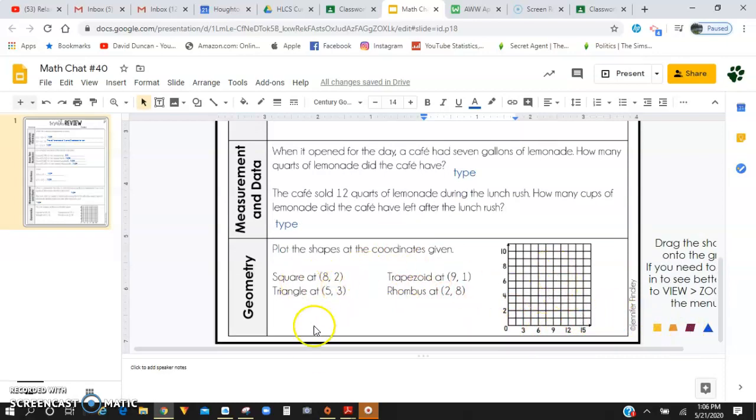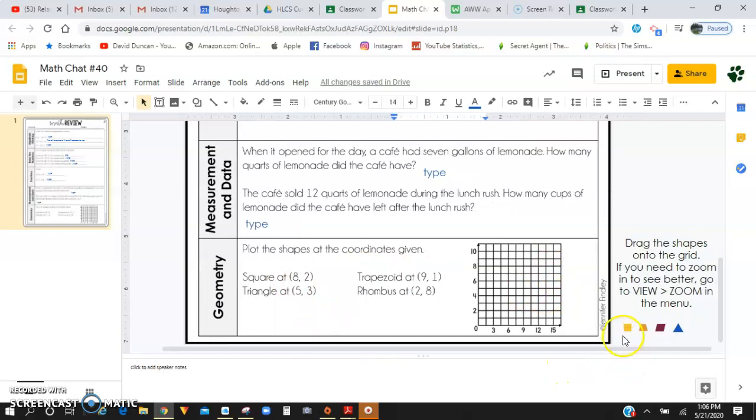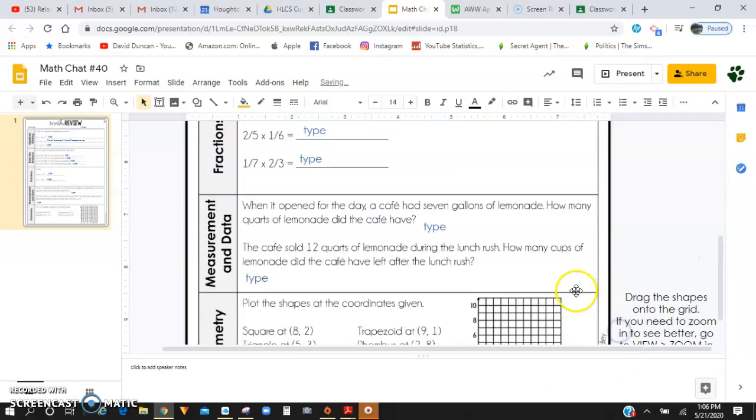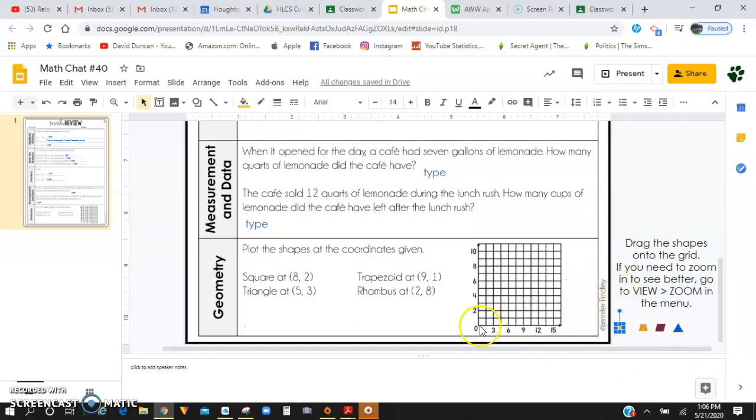So the square you're going to plot at 8, 2. So I'm going to find the square. This one's the square. Oops. I'm going to go over 8, which is going to be right here. I'm going to go up 2. So my square is going to go right there. Okay. Make sure you plot the identified shape on the labeled coordinates.